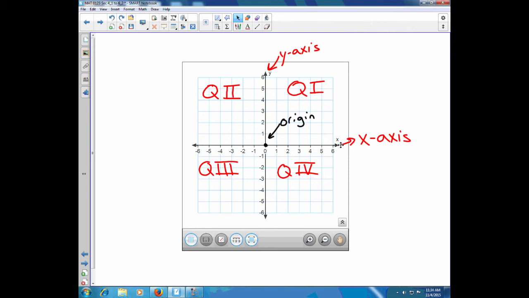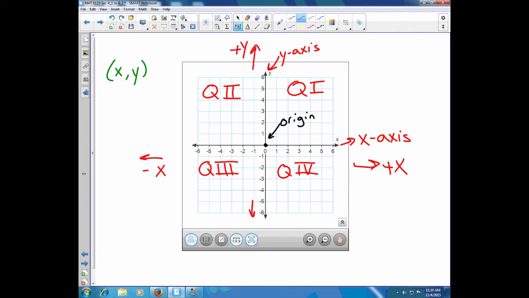If we want to plot points on this Cartesian system, we use what's called an ordered pair. An ordered pair is just a point (x, y), and that point provides us with a location on the coordinate plane. When we look at this coordinate plane, to the right is positive x, to the left is negative x. Up is positive y, and down is negative y.